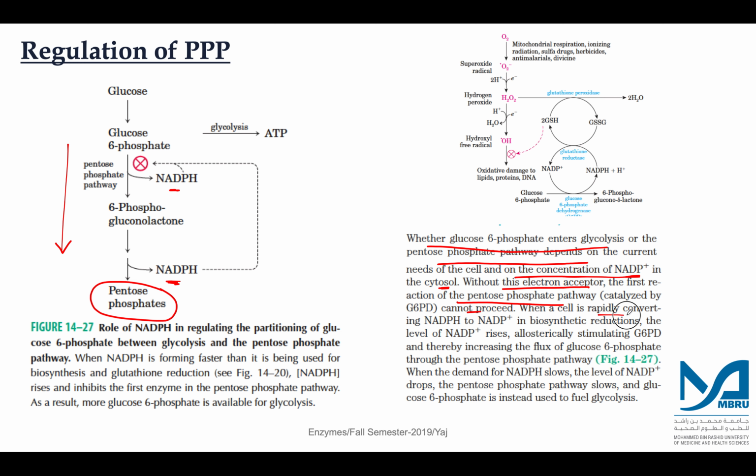When a cell is rapidly converting NADPH to NADP in biosynthetic reductions, the level of NADP rises, allosterically stimulating G6PD and thereby increasing the flux of glucose 6 phosphate through the pentose phosphate pathway. This is what is shown in this particular part of the figure. On the other hand, when the demand for NADPH slows, the level of NADP drops, the pentose phosphate pathway slows, and glucose 6 phosphate instead is fueled into glycolysis for the generation of ATP.